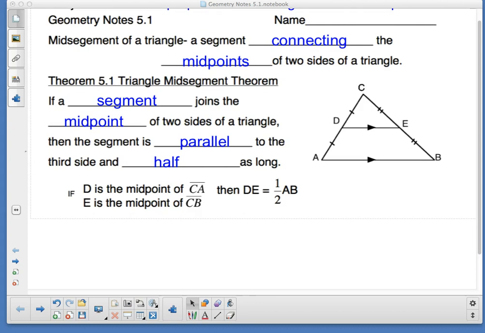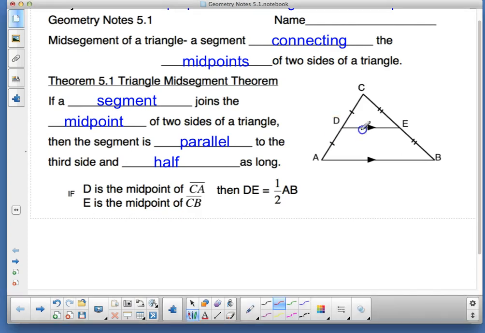If I'm looking at the triangle mid-segment theorem: if a segment joins the midpoints of two sides of a triangle, then the segment is parallel to the third side and half as long. So this is parallel to this, and this is half as long. So this is half of whatever AB is. That's all I'm doing, cutting something in half or doubling something.